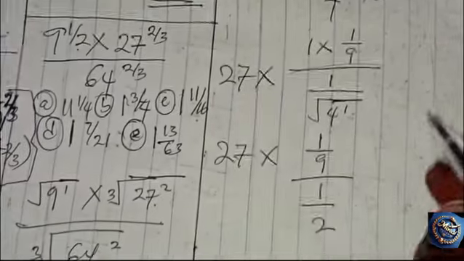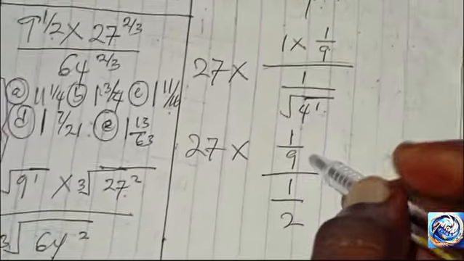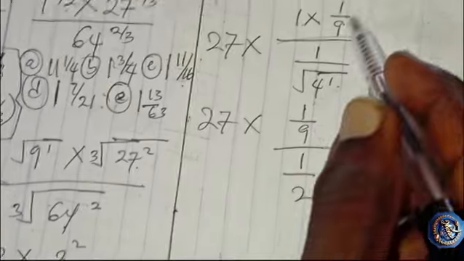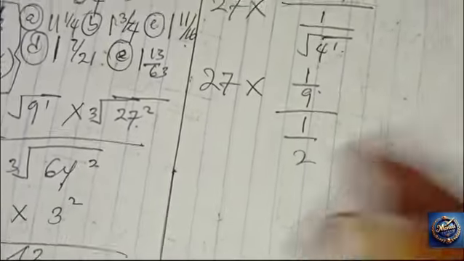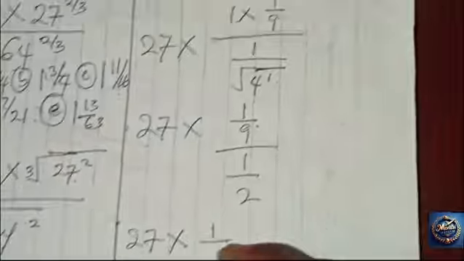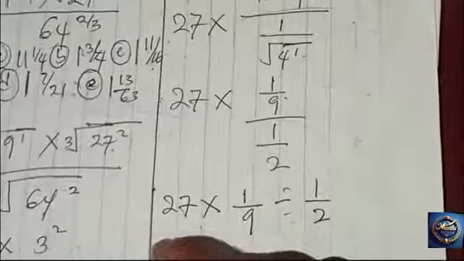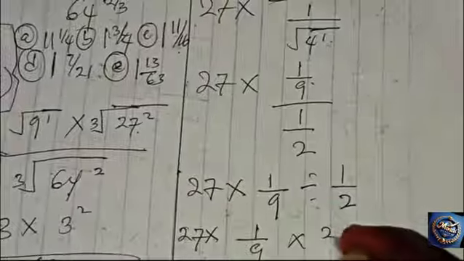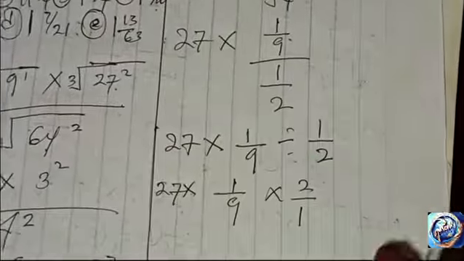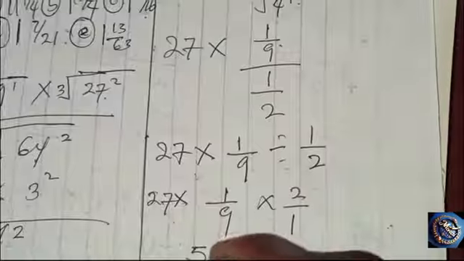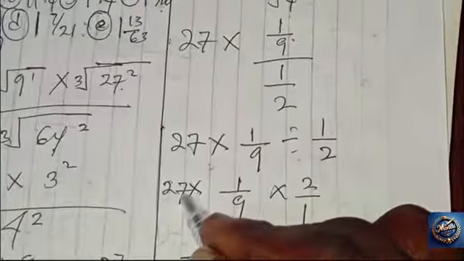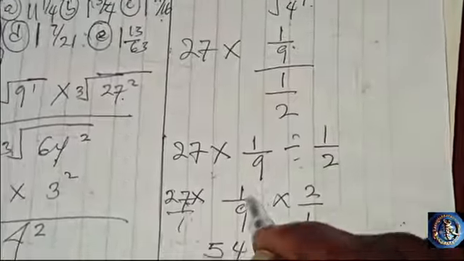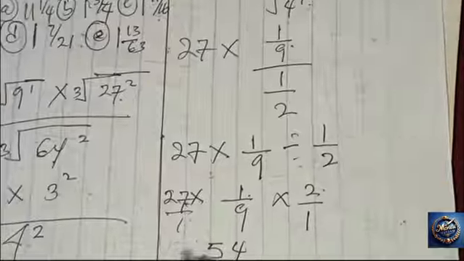Because what I did was that, 1 times 1 over 9 is 1 over 9. So I have here 27 times 1 all over 9 divided by 1 all over 2. So I have 27 times 1 all over 9 times 2 all over 1. So all I have here is 54 all over 9, because 27 times 2 is 54.